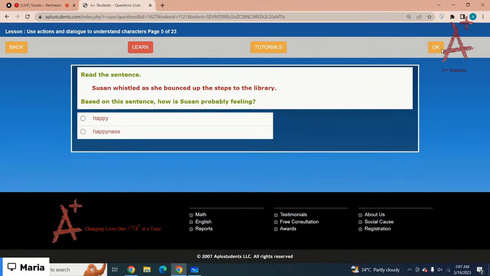Susan whistled and she bounced up the steps to the library. Based on the sentence, how is Susan feeling? Probably feeling happy. She is feeling happy. The correct option is happy.